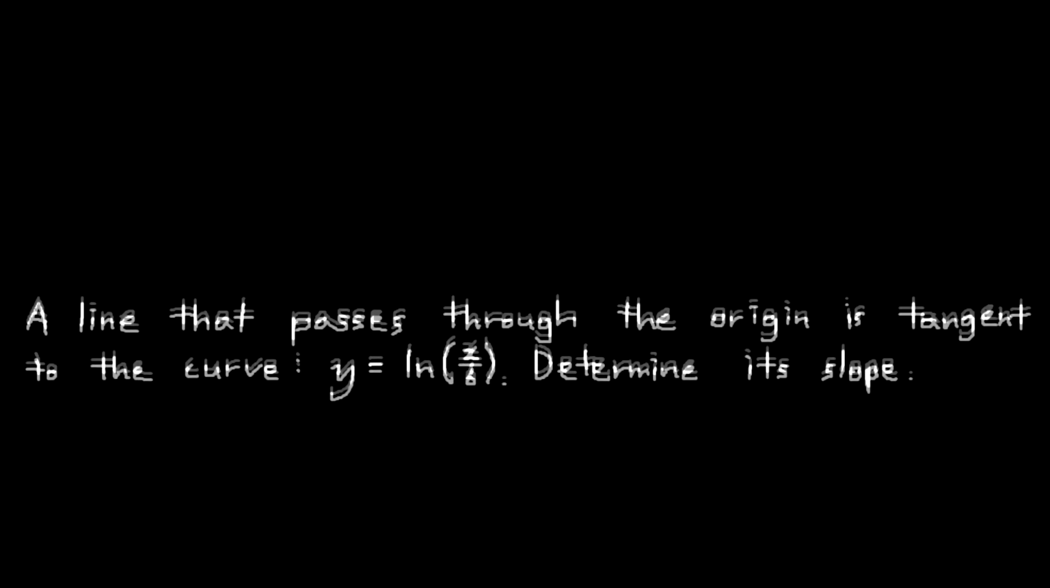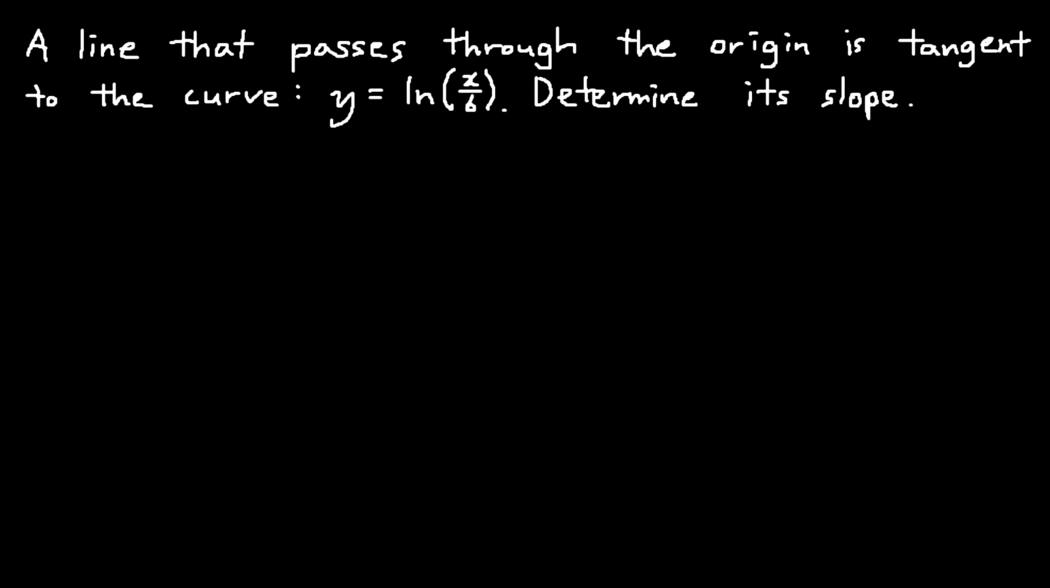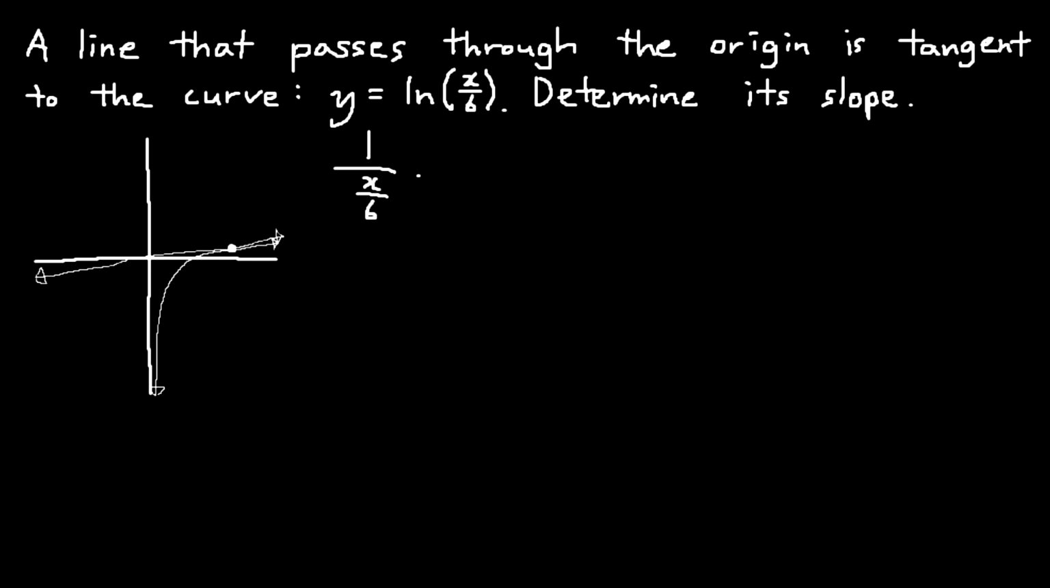And we had another question similar to this. A line that passes through the origin is tangent to the curve y equals ln x over 6, and determine its slope. It's helpful to draw a simple sketch of the graph if you know the general shape of the curve. So again, let's find the derivative of y equals ln x over 6. That's 1 over x over 6 times 1 over 6, which is 6 over x times 1 over 6. The 6's cancel. That leaves you with 1 over x.